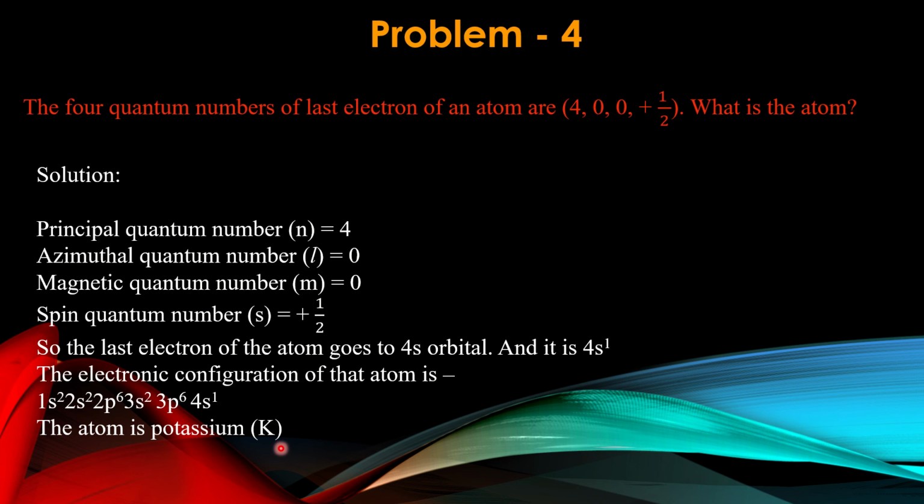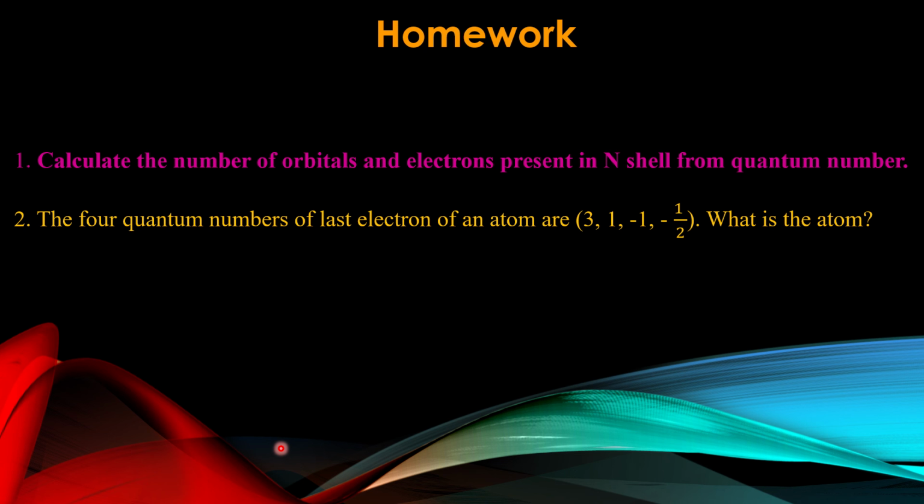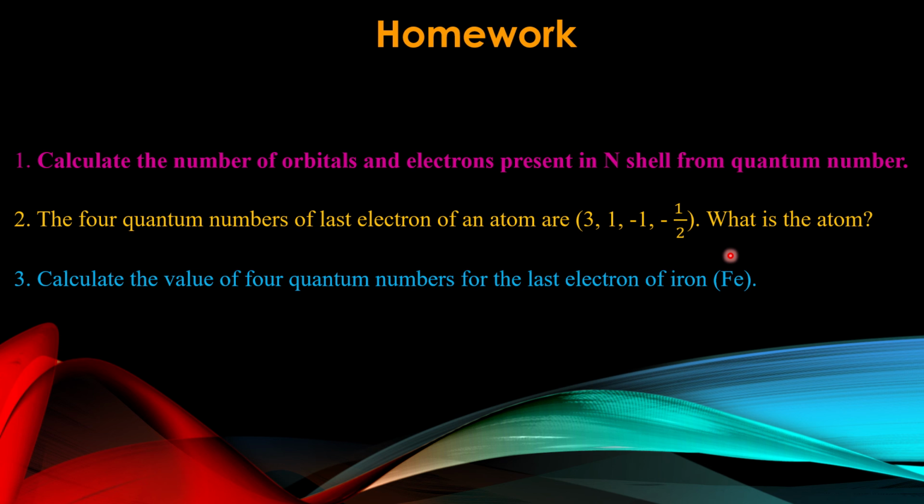So dear students, today up to this, I think the quantum number is very clear to you. I have tried my best to make it clear. From there, I will give you some homework. These are also very easy homework. There are 3 questions. Calculate the number of orbitals and electrons present in the n shell from the quantum number. Here, the 4 quantum numbers of the last electron of an atom are given. You have to find out the atom, and calculate the value of the 4 quantum numbers for the last electron of iron. So, you will do these at home.